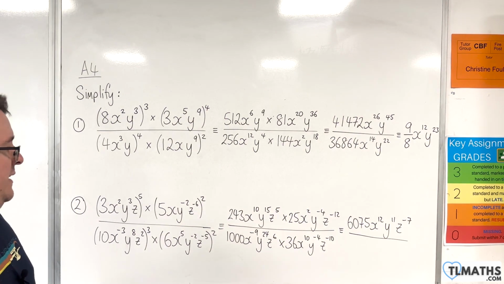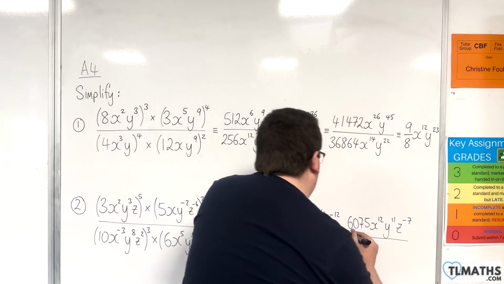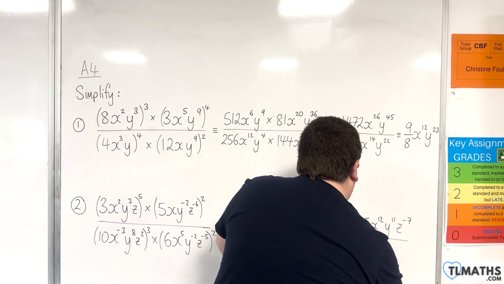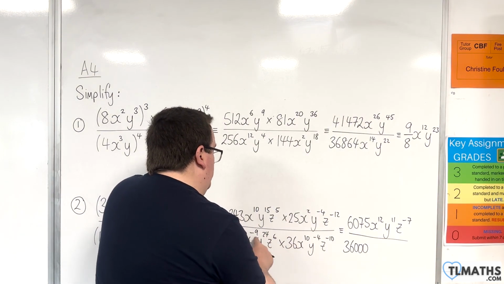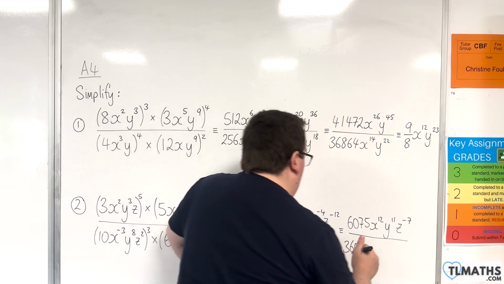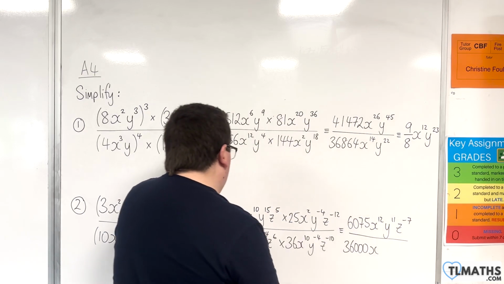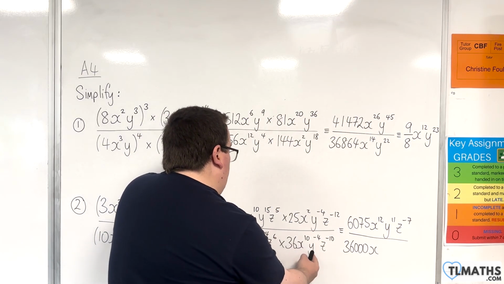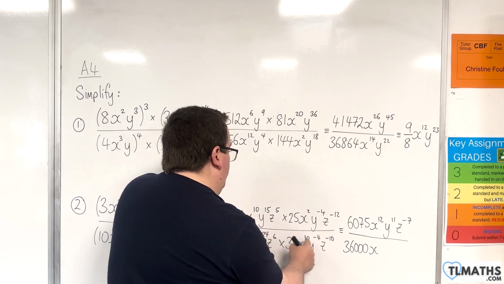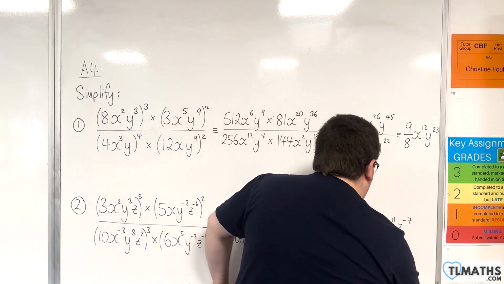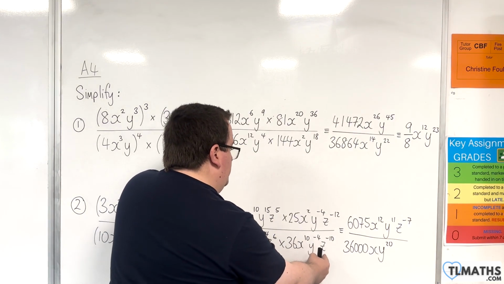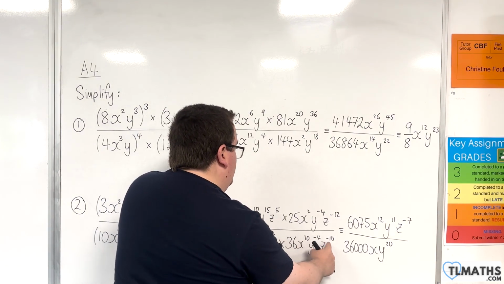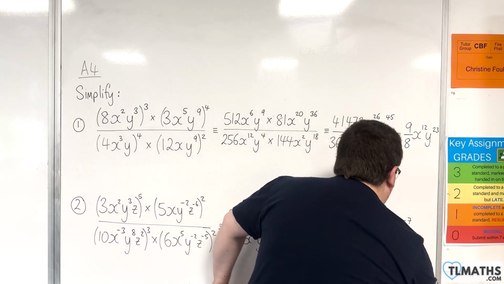And in the denominator, we have 1,000 times 36, so 36,000. x to the minus 9 times x to the 10. Minus 9 plus 10 is 1, so just x. y to the 24 times y to the minus 4. 24 take away 4 is 20, so y to the 20. And then z to the 6 times z to the minus 10. 6 take away 10 is minus 4, so z to the minus 4.